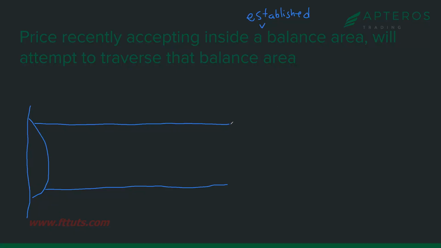Price recently accepts inside a balance area. That means we needed to have come from outside and recently accept, which is a word we're going to talk a lot about next week. But that just simply means we push far enough inside and hold inside this balance area. When that happens, you'll attempt to traverse. It doesn't matter what else happens here, okay? The market at this point in time, we know, is attempting to traverse this balance area, this value area, to get to the other side.